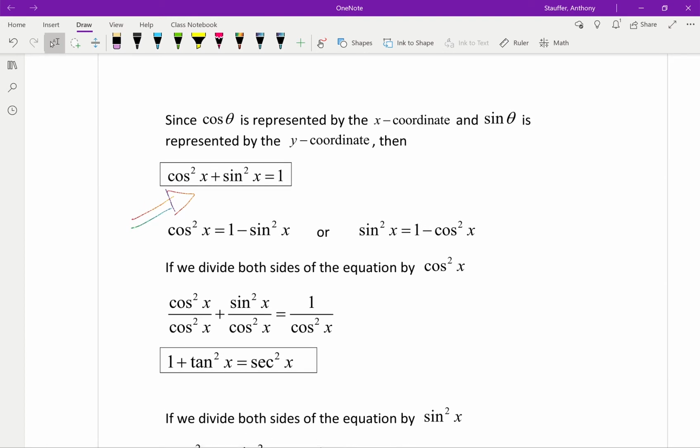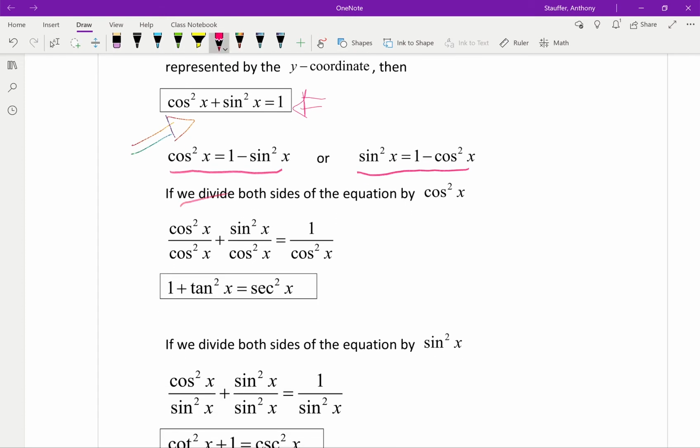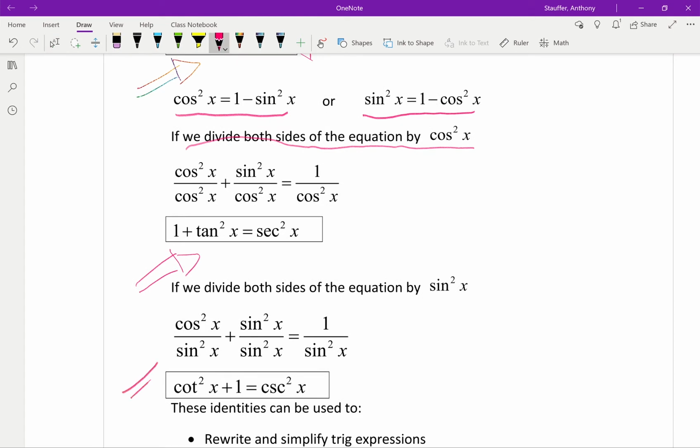Now, very, very importantly, you will be given this one on the formula sheet, but you are also responsible for the manipulations of them. So moving the sine squared x over to the other side and getting 1 minus sine squared x, or moving the cos squared x to the other side and getting that one. If we divide both sides of the equation by cos squared x, then we will also get that 1 plus tan squared x equals sec squared x. And if we divide both sides by sine squared x, we will get cotan squared x plus 1 equals cosecant squared x.